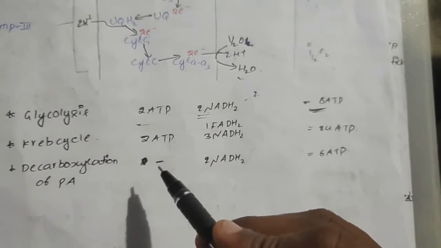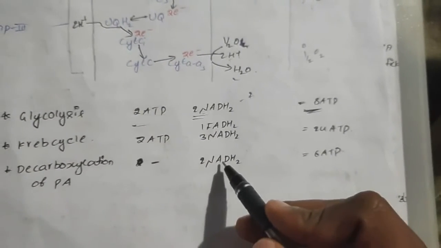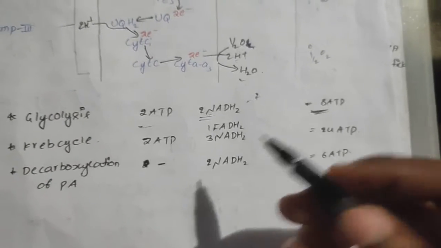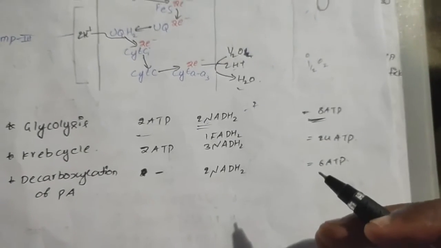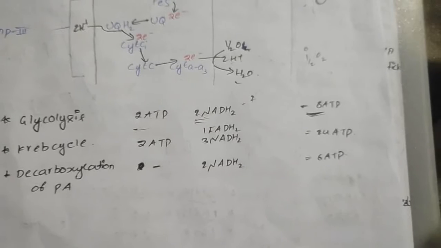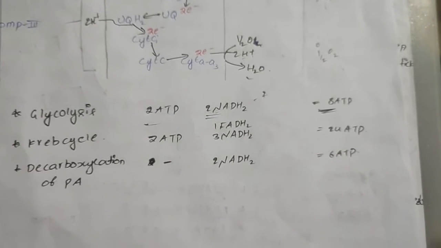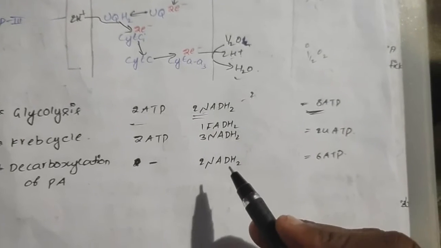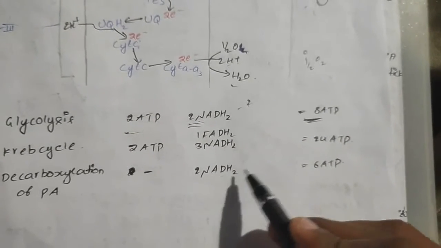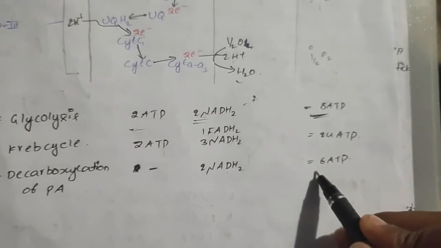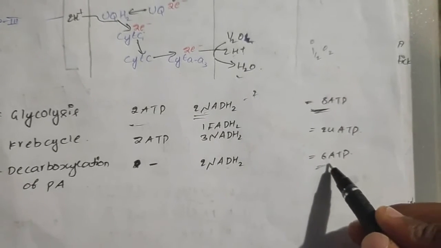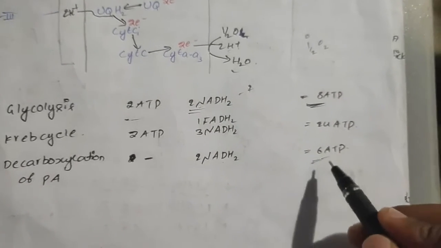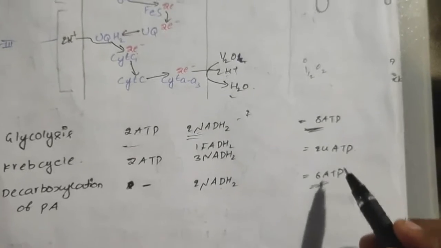In this process we won't get any ATP directly. We have 2 molecules of pyruvic acid, because 1 pyruvic acid changing into 1 acetyl coenzyme A gives 1 NADH2. So 2 molecules of pyruvic acid changing into acetyl coenzyme A give 2 molecules of NADH2, and 1 NADH2 is equal to 3 ATPs. Therefore after decarboxylation of pyruvic acid we will get 6 molecules of ATP.